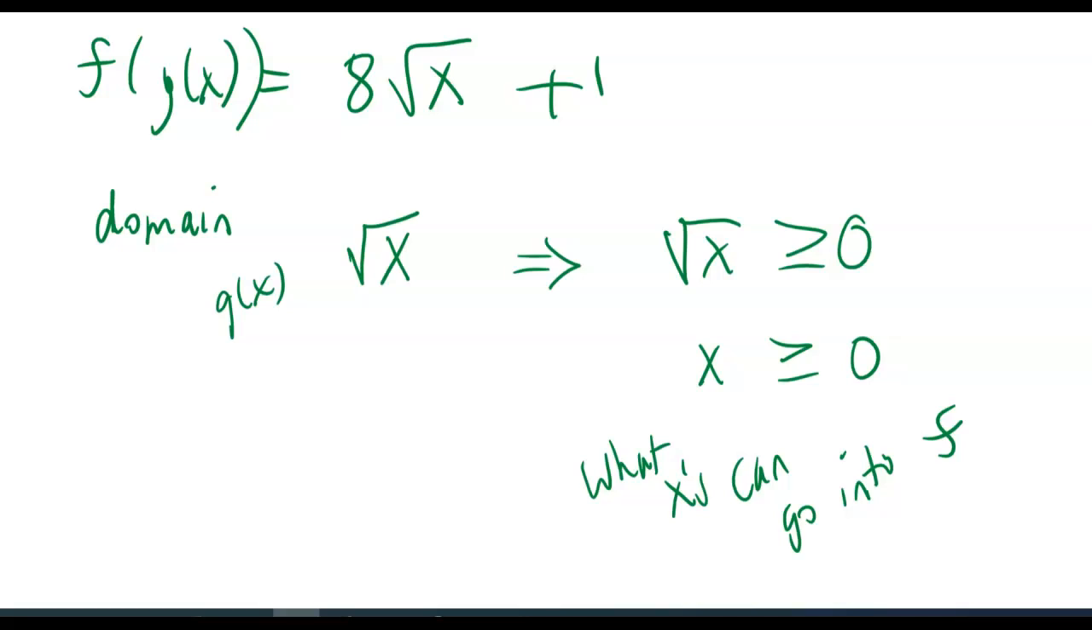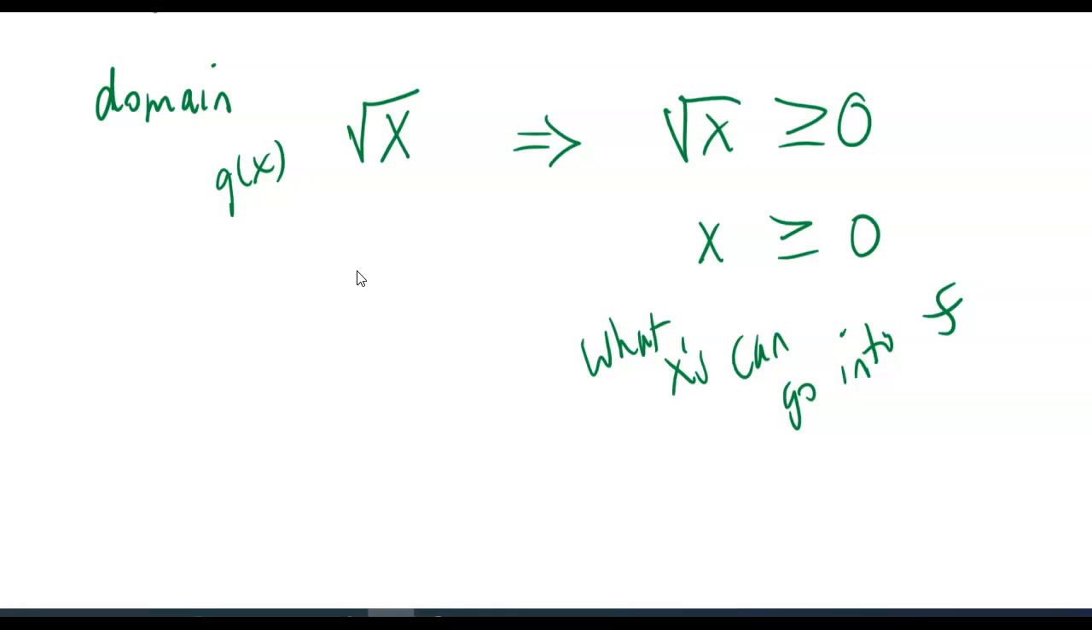And now we have to consider the second part of it, right? Again, this is our domain. We want to write it in interval notation because the restriction is we can only put in things that are bigger than or equal to 0. So our domain would look like, zero included, go into positive infinity. This is the answer for the domain.